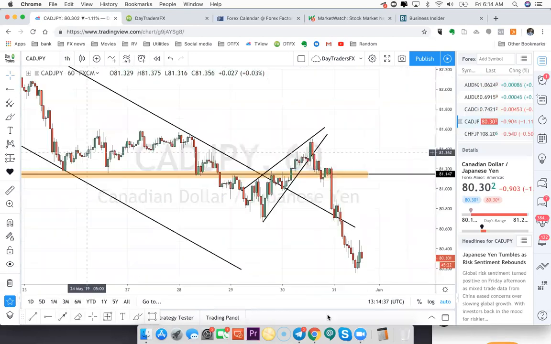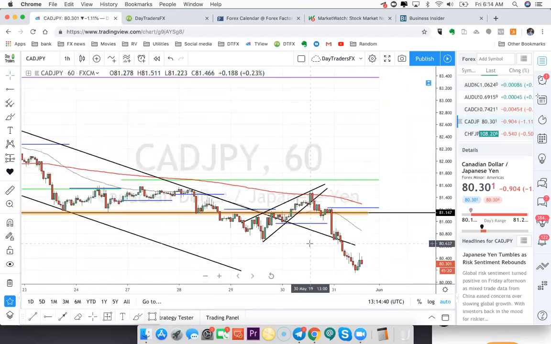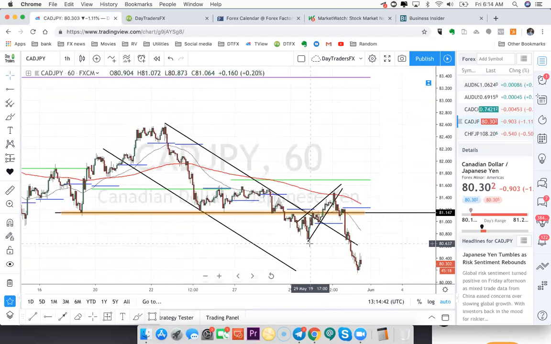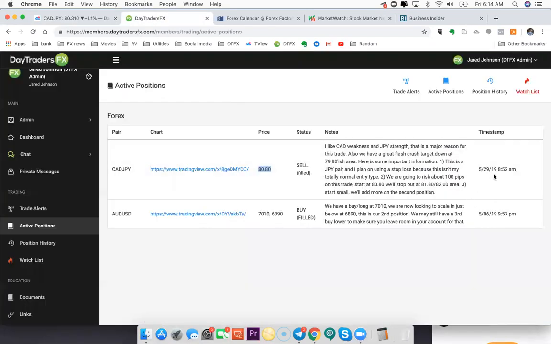So CAD yen was an interesting one because I didn't like this stuff that was happening here. We had some missed pivots up here. I thought, man, if this thing breaks and starts running towards those pivots, I just don't want to sit in it. Now, I said right here that we would keep a tighter leash on here and not let it go against us more than about 100 pips, right?